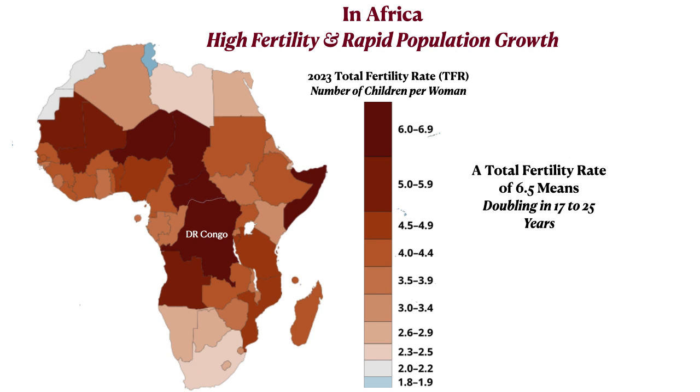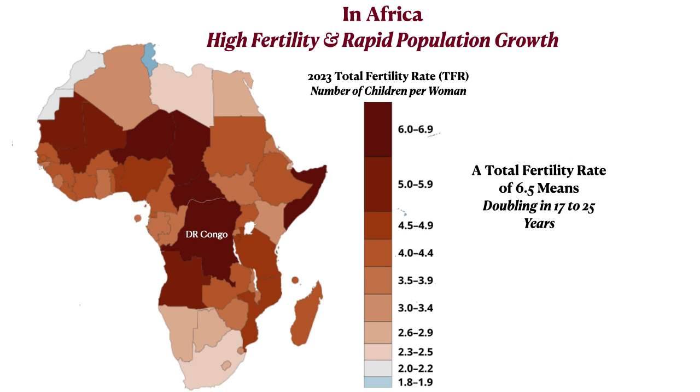So on the map of Africa here, you can see there's only one country, Tunisia, with a total fertility rate of below 2, fewer than 2 children per woman on average. One, Morocco, is about 2, and all others are above. And a number of countries, particularly in Central Africa, are well above, over 6 children per woman on average. And a total fertility rate of 6.5 would mean a doubling of the population in 17 to 25 years, depending on the mortality rate.